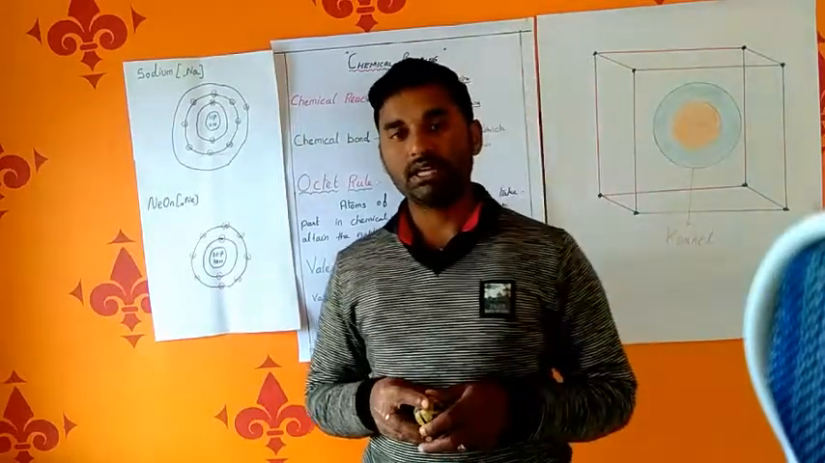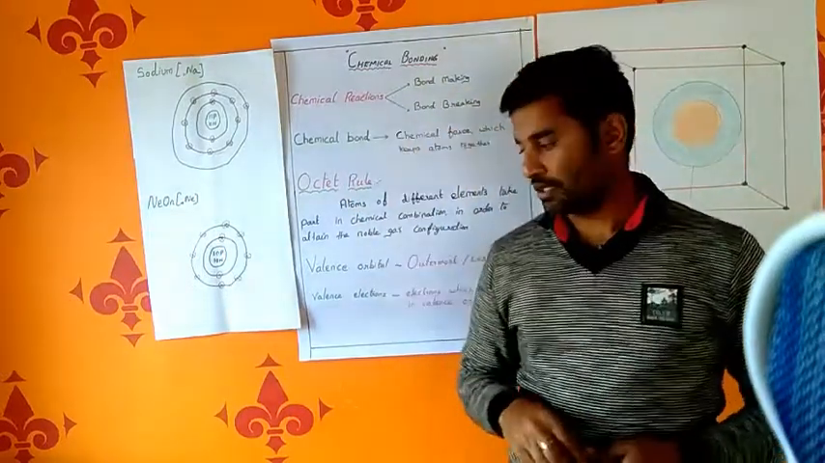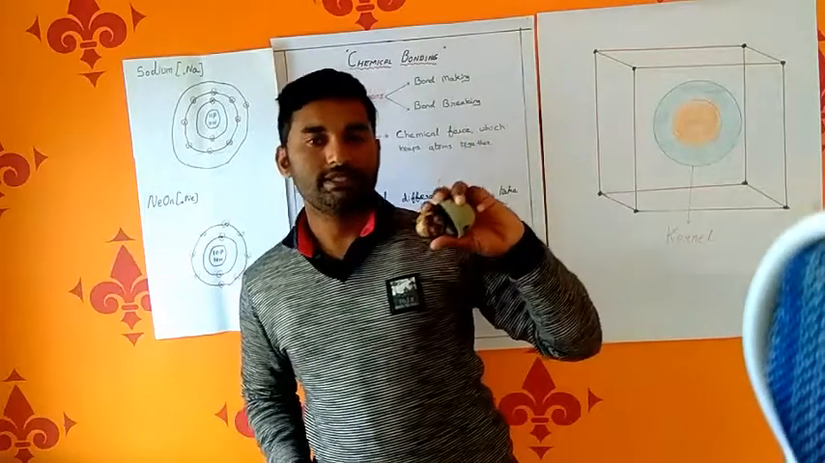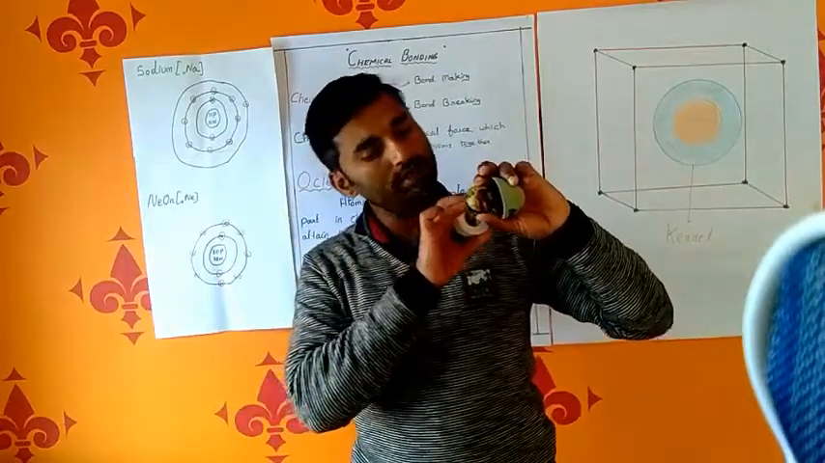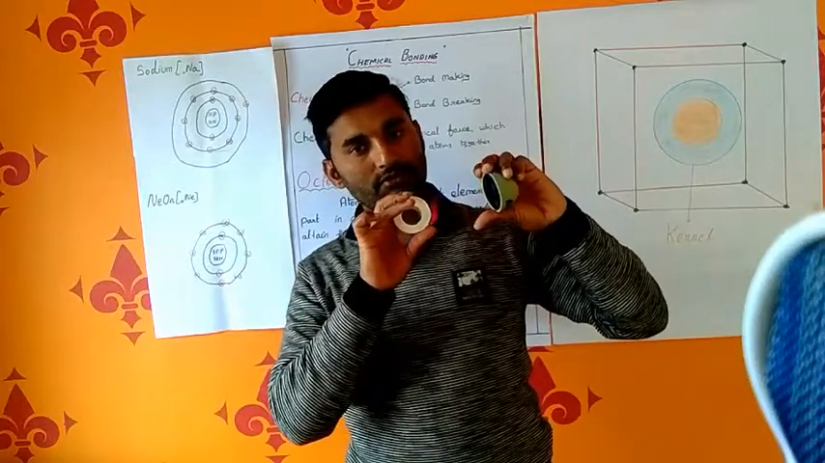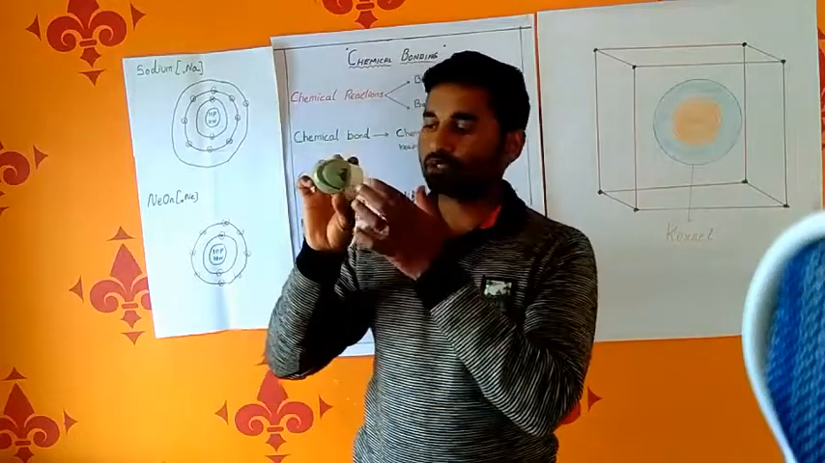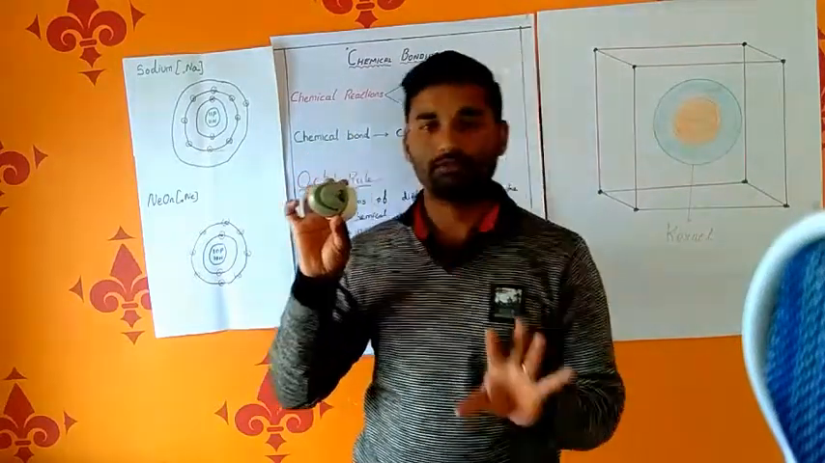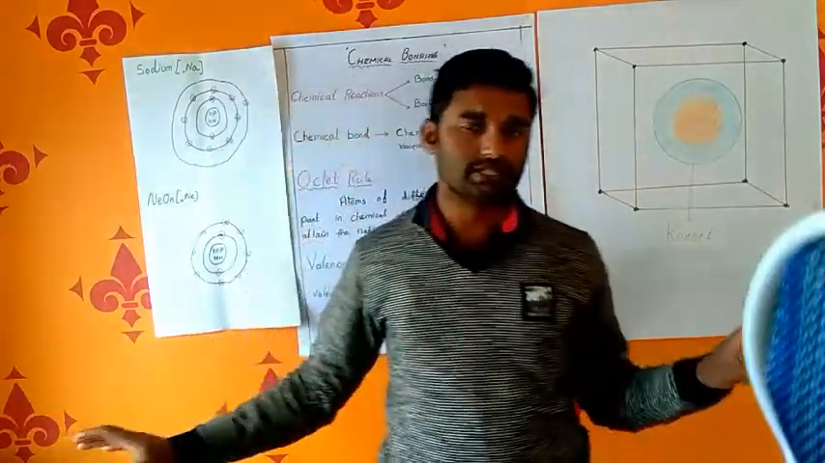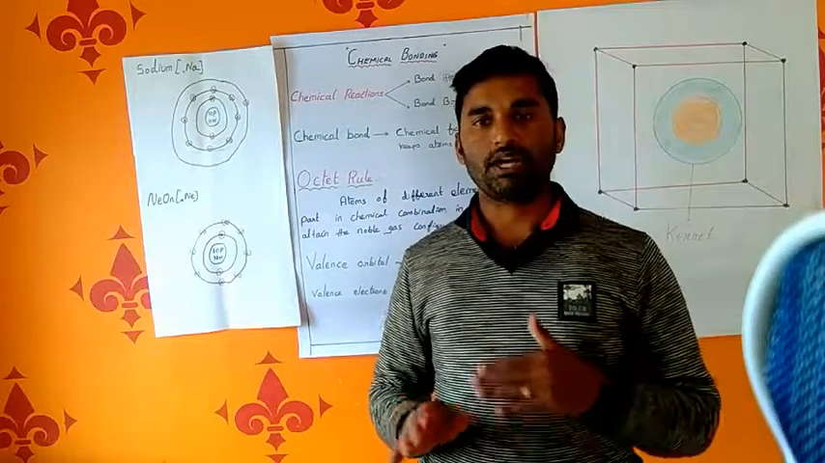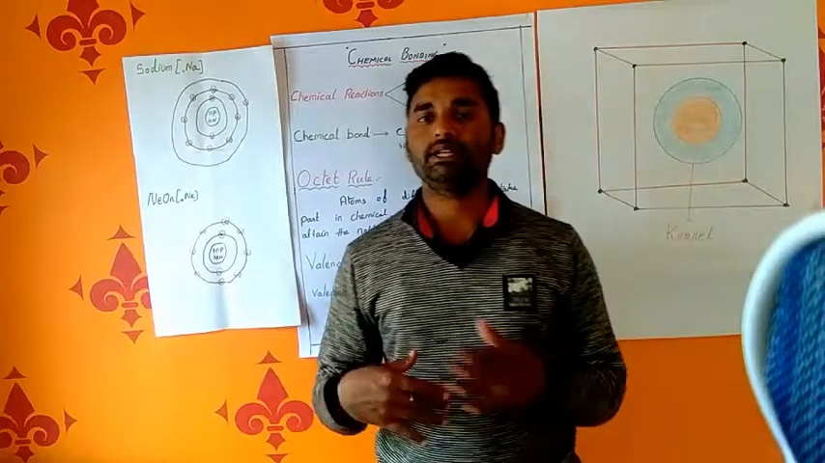So in a chemical reaction, two main phenomena occur. They are bond making and bond breaking. For example, if this is a molecule and a new atom approaches this molecule, the bond between these two atoms will be broken and a new bond is formed between these two atoms, forming a new molecule. So this is how chemical reactions take place. In any chemical reaction, these two phenomena occur: either a bond will be broken or a new bond will be formed between atoms.